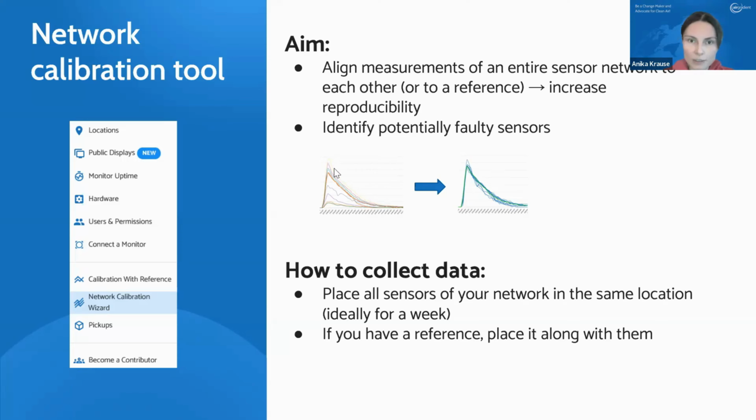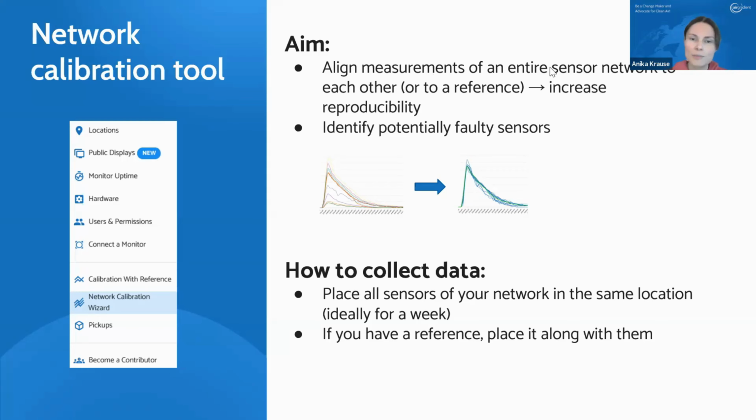You can see here a little sneak preview, where you have a sensor network, and you see that the lines are aligned to each other after the tool has been used. Another very useful aspect of this tool is that you can also automatically identify potentially faulty sensors. If you have a sensor network of 200 sensors or so, there could be some that work differently than you expect, or maybe there's a broken sensor, and the tool can identify them for you and tell you which ones need some more attention.